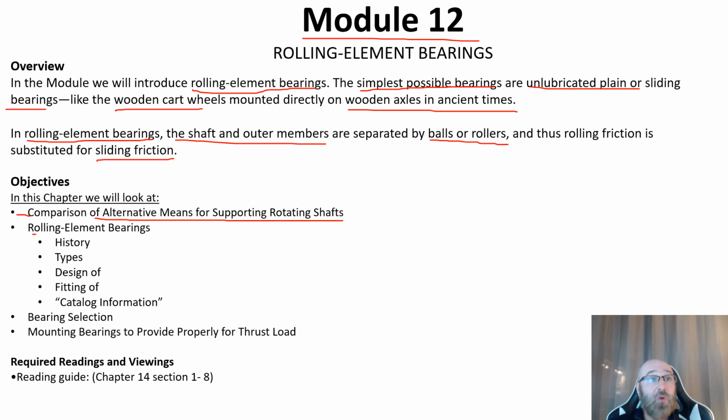Then as we get into our rolling element bearings, our main topic here, we're talking about the history of them, different types, the design of them, the fitting of them, and catalog information. With that, it's going to lead into our bearing selection for different types of designs. And from there, we'll talk about mounting the bearings to provide properly for the thrust loads.